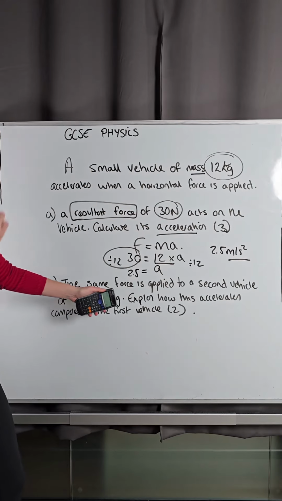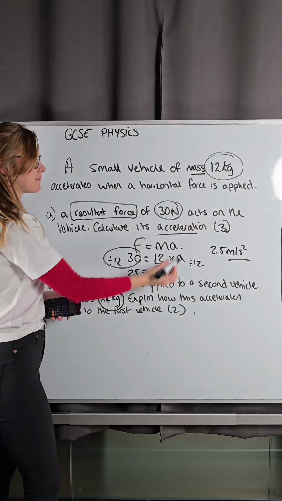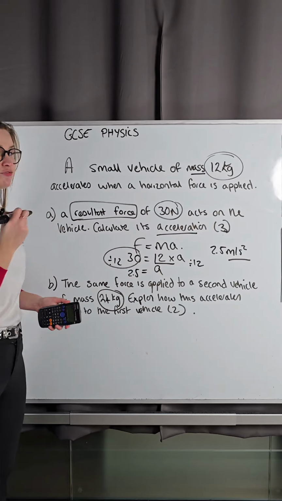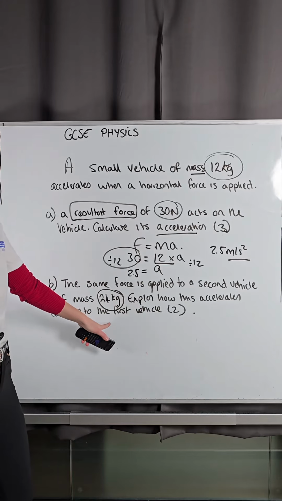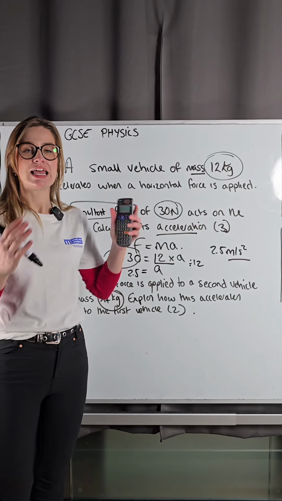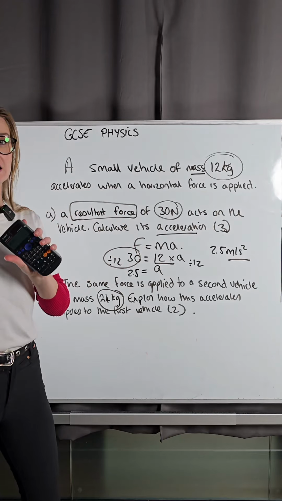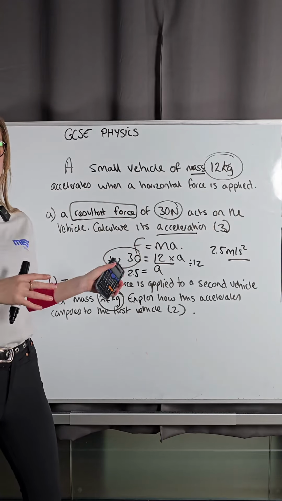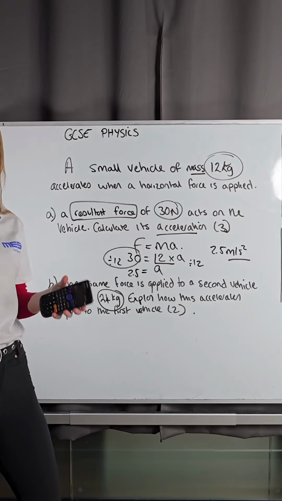It says the same force is applied to a second vehicle of mass 24 kilograms. So it's a bigger vehicle, right? We're putting the same force in a bigger vehicle. So let's explain how this acceleration compares to the first. Okay, if I don't do any math, you can think about this. If I put the same force on a bicycle versus a bus, right? The bus has a bigger mass. The bus isn't going to move as much as the bicycle. So when you have a bigger mass, you get a smaller acceleration, okay?